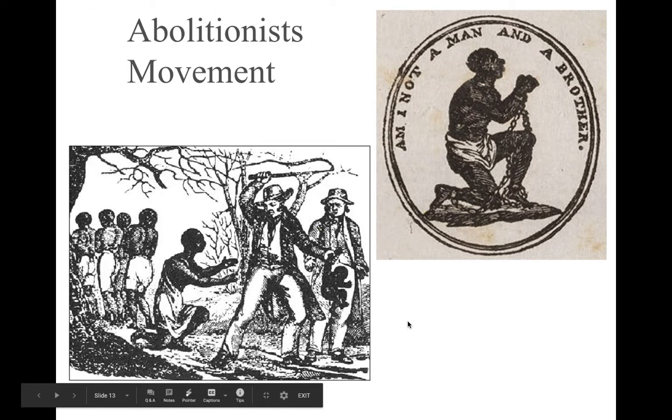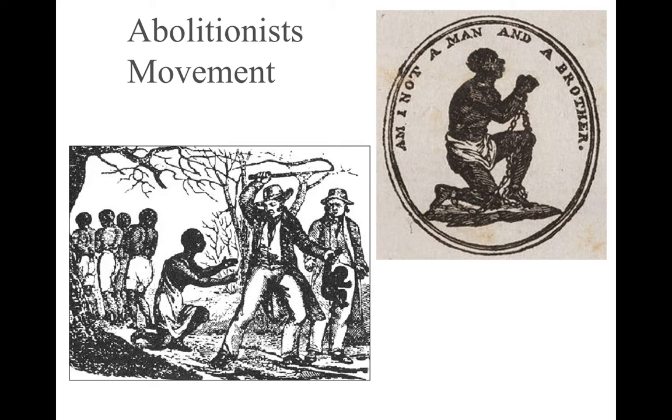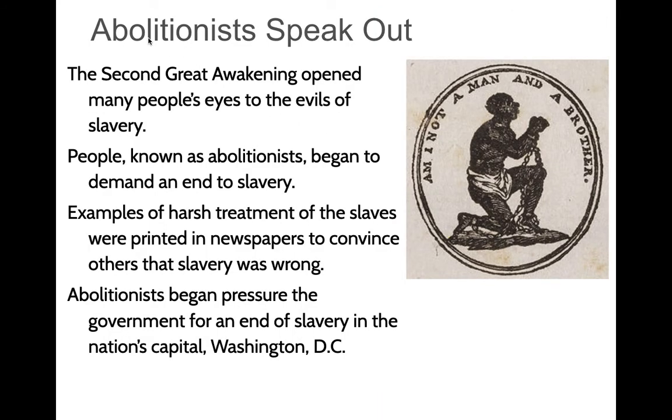All right, abolitionist movement. This is the second cause. We've already been over this with the reform movement. The reformers, here they are. The abolitionists were a reform movement working to abolish slavery. The abolitionists speak out. Remember, the Second Great Awakening and the Transcendentalist movement opened many people's eyes to the evils of slavery. I know the Transcendentalists and the Second Great Awakening are opposite groups, but they both had something in common in that they opened people's eyes to the evils of slavery.